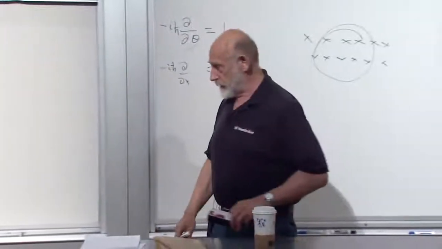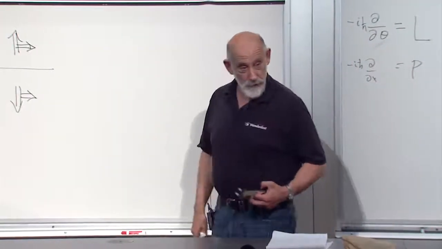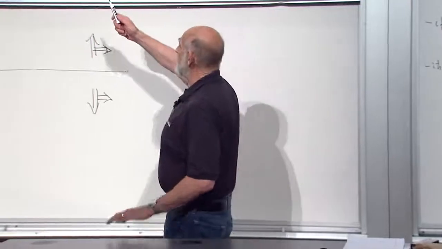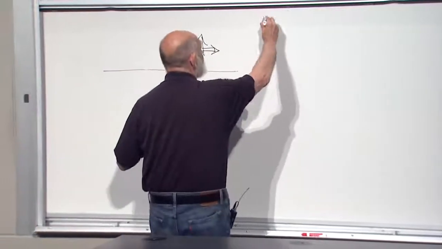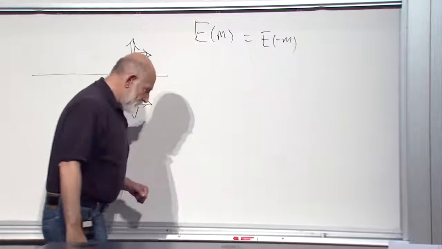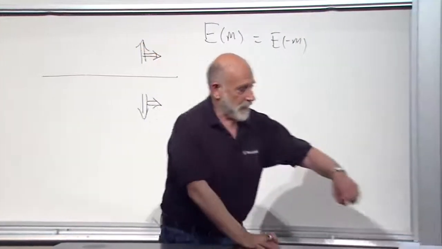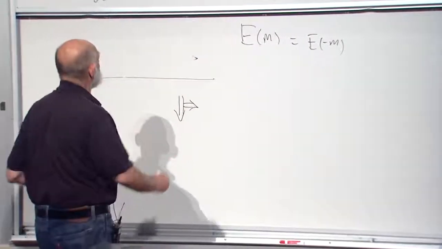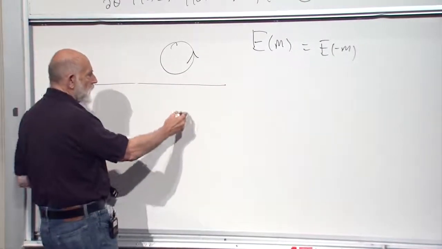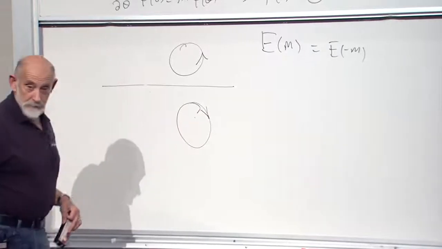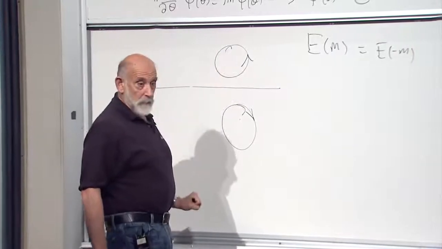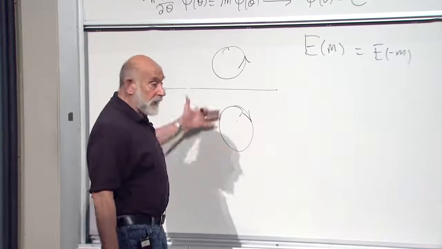So let's add mirror symmetry to rotation symmetry and see what we buy from it. Well, we will certainly find that the energy levels E of m must be the same as E of minus m. Why is that? Let's think about, in the upper half plane here, a circular motion moving counterclockwise. What's the mirror image of that? That's a circular motion moving clockwise. So the mirror image of a particle moving with positive angular momentum is a particle moving with negative angular momentum.